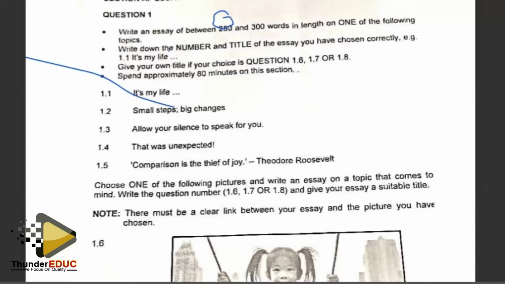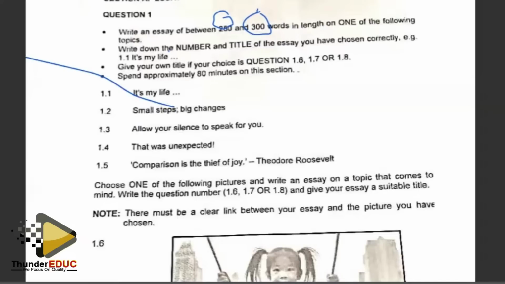So here we know it's 250 to 300 words in length on one of the following topics. And they instruct us, write down the number and the title of the essay you have chosen correctly. For example, 1.1, It Is My Life. 1.2, Small Steps, Big Changes. 1.3, Allow Your Silence to Speak for You. 1.4, That Was Unexpected. 1.5, Comparison Is a Thief of Joy by Theodore Roosevelt.